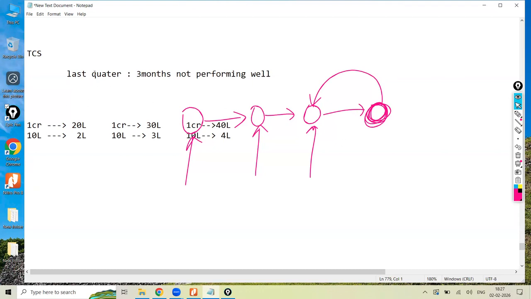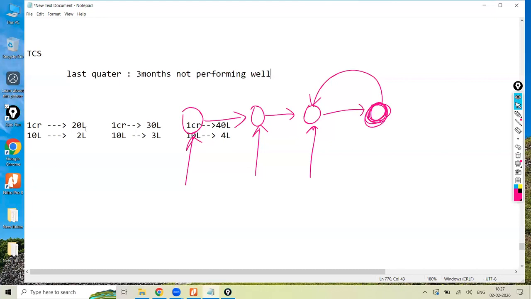Now, why have I told you this concept here, miss? For example, TCS is not performing well in the last 3 months, and they said growth is not there. Every year they are increasing the money by 10%. But suddenly they are saying that this year we are not going to increase 10%, we'll increase only 2%.